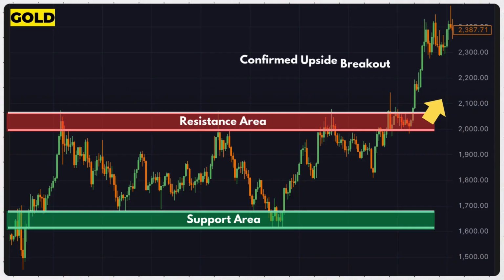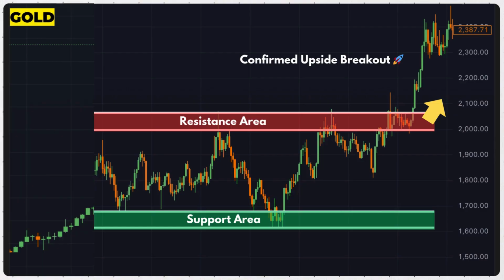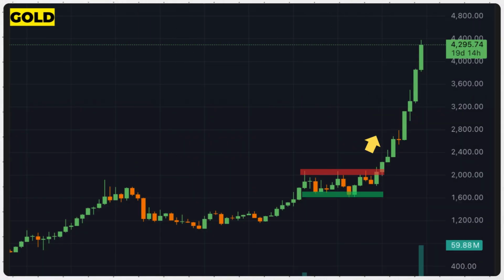And once gold finally broke above the 2.1k zone with a strong, clean breakout candle, the trend completely shifted. From there, buyers stepped in aggressively, momentum picked up, and gold continued pushing into fresh all-time highs, where it's now trading above 4k.